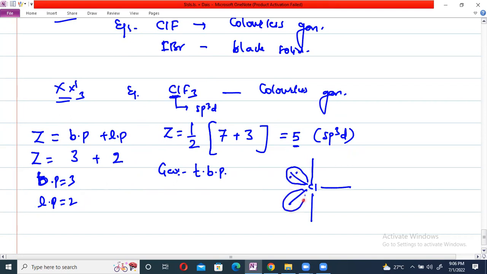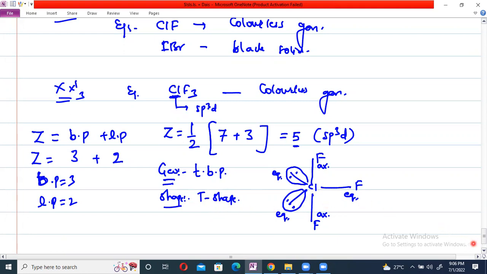These positions are called equatorial positions. And the remaining fluorine you have to keep here. One fluorine at axial, one equatorial, one axial. This bond is called equatorial. This is equatorial. This is equatorial. This bond is axial. This bond is axial. And if you see, beta, its geometry is trigonal bipyramidal. But once you try to see the shape, how the shape looks, it is a T-shaped molecule because here it looks like a T shape.